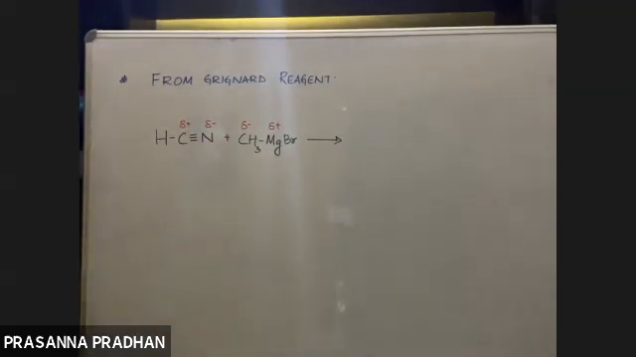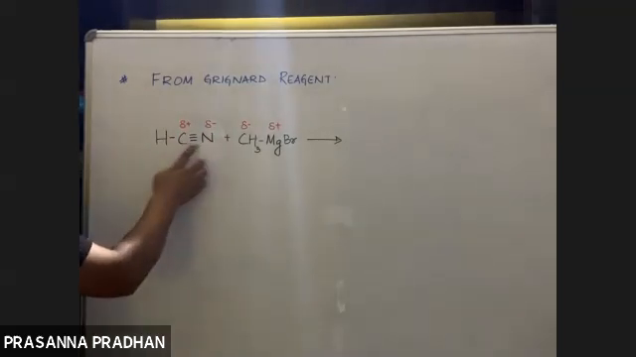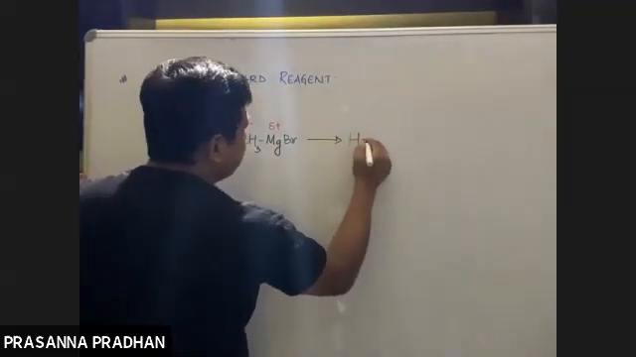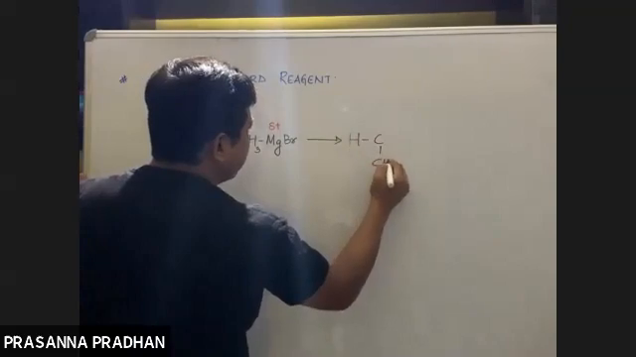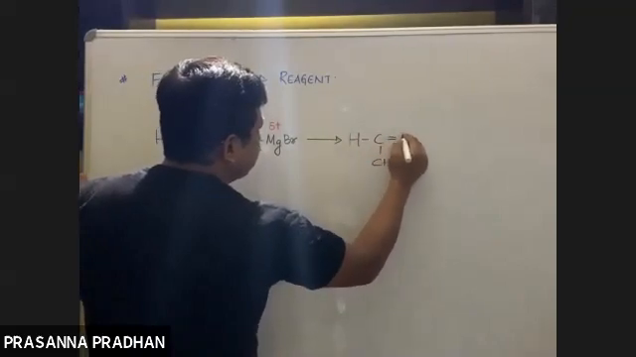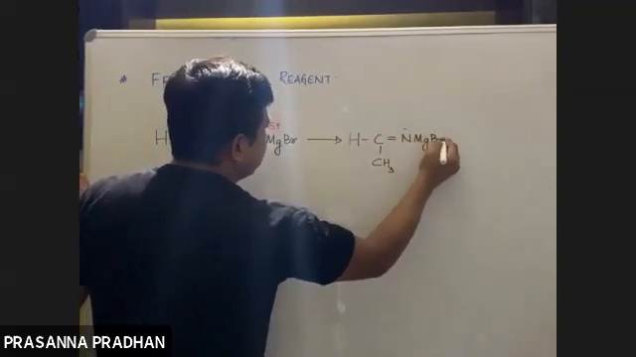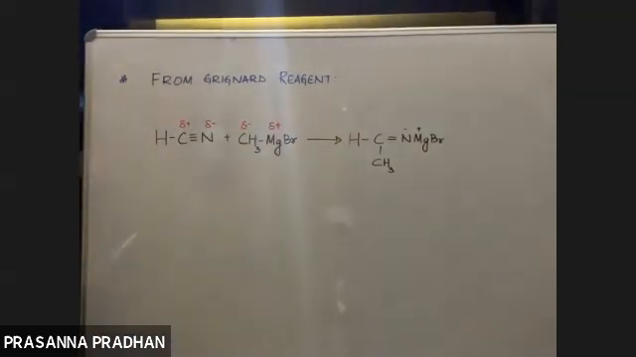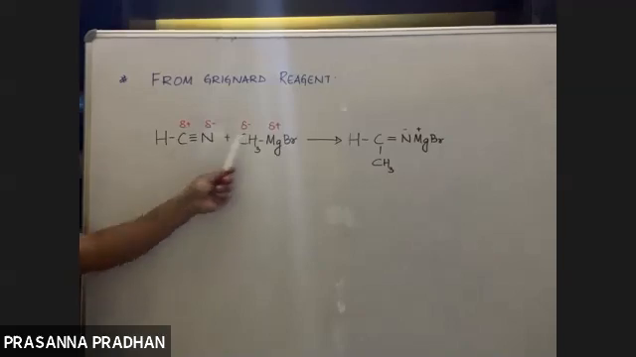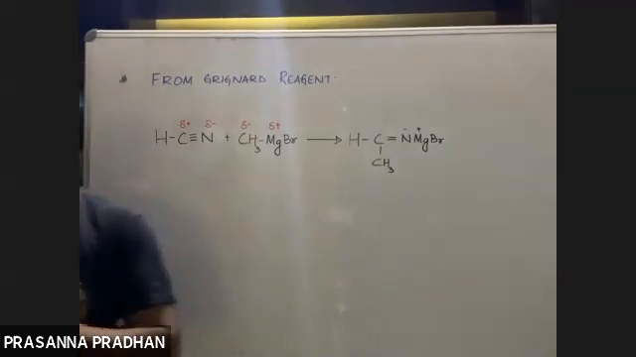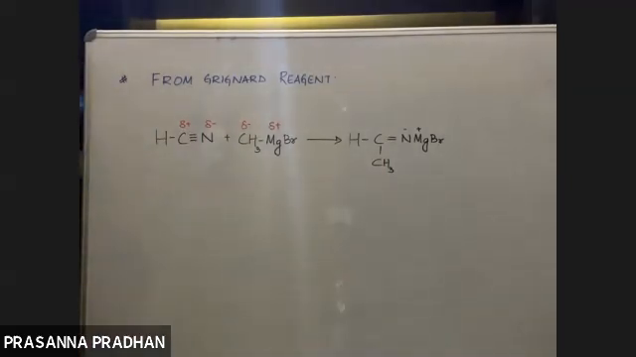So what will happen in the addition reaction? Addition, negative part will add to the positive part, and the positive part will add to the negative. And during addition, we know the triple bond is going to get reduced to double bond. So CH3 is getting added out here. Triple bond will reduce to double bond. We have N negative, MgBr positive like this. So simple, I'm carrying out the addition. Negative part to the positive, positive part to the negative. Triple bond is getting reduced to double bond.